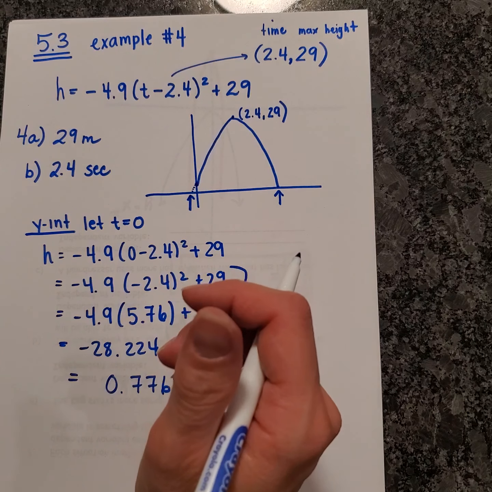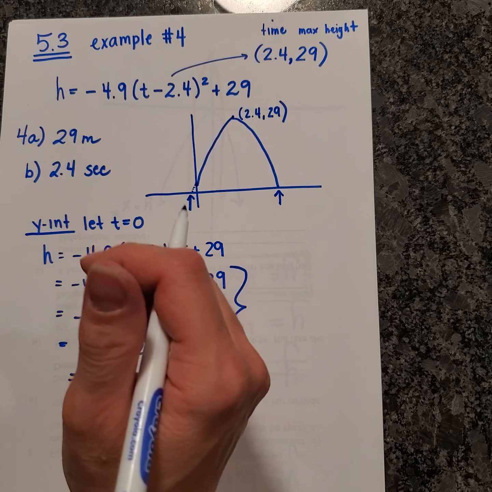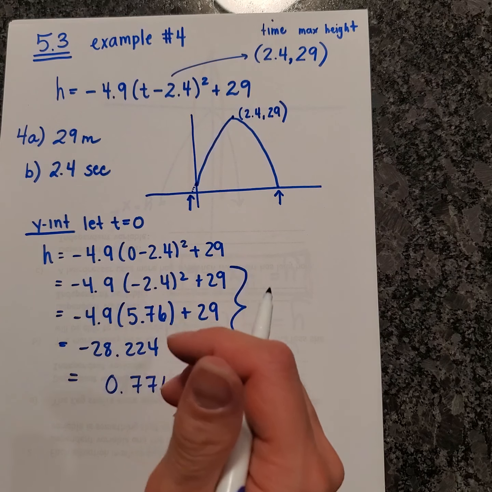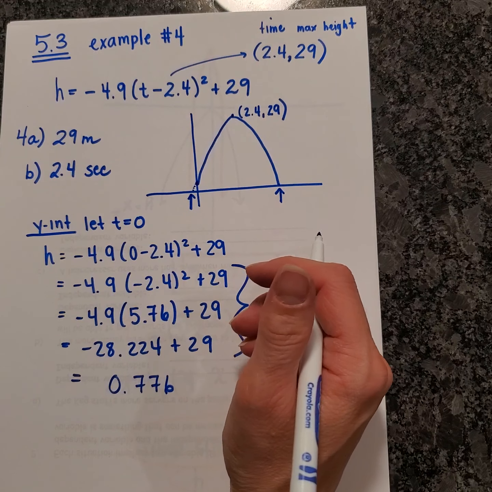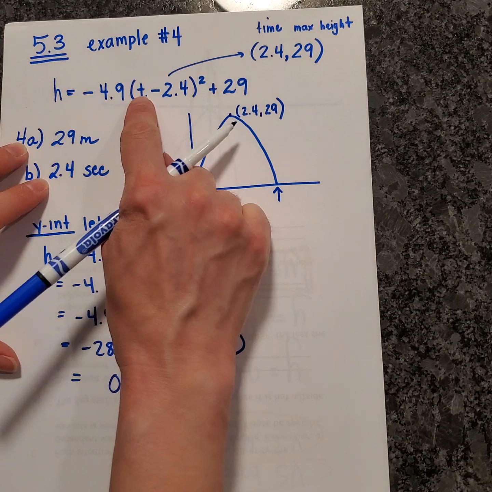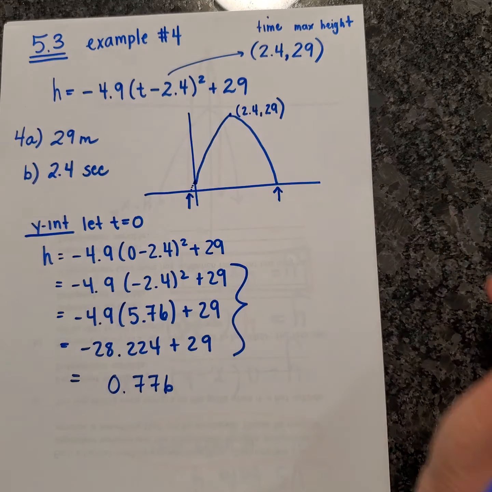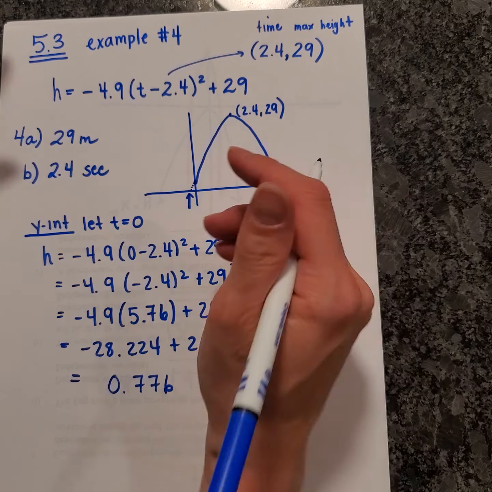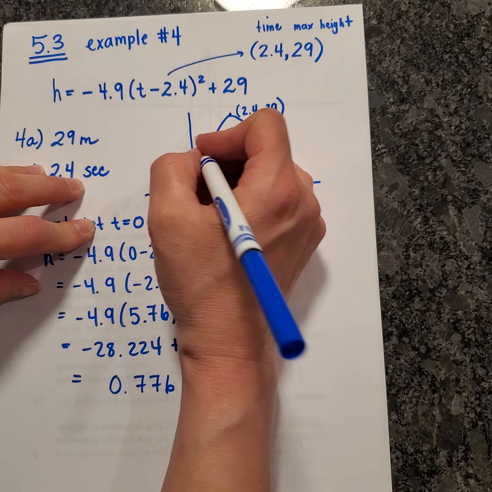The next question says, when did the football reach a height of 10 meters? A very commonly made mistake is kids will throw 10 into there, solve it, and be done with it. That is not how that's done.